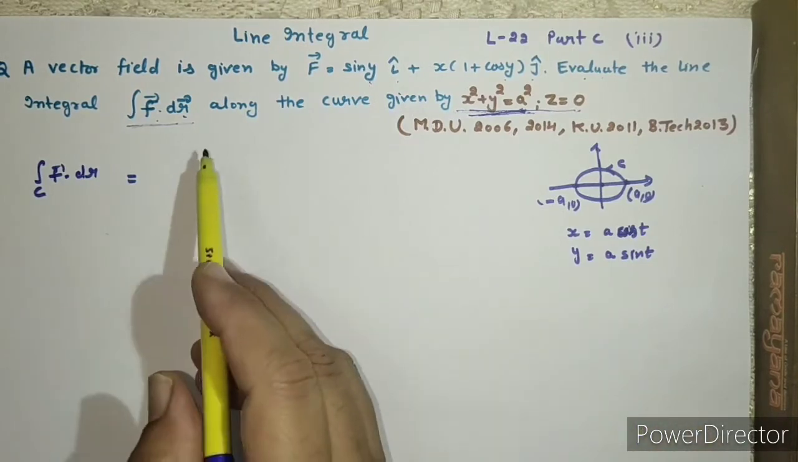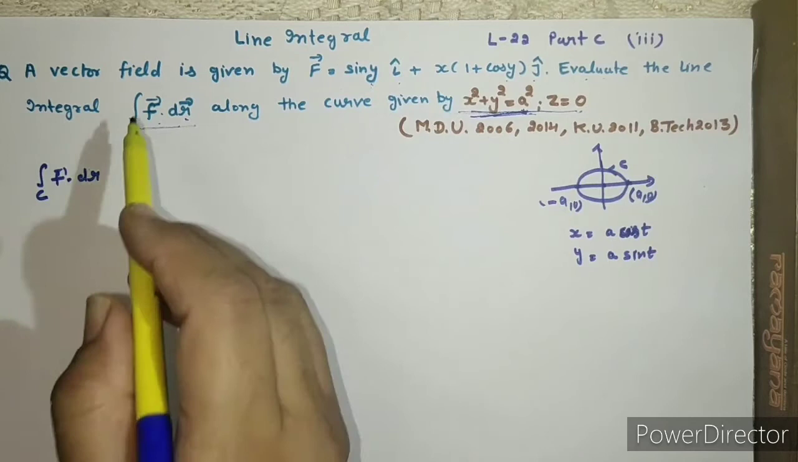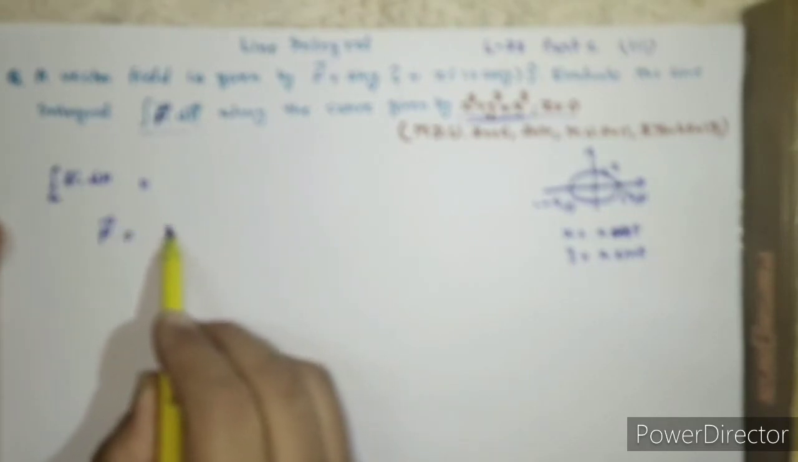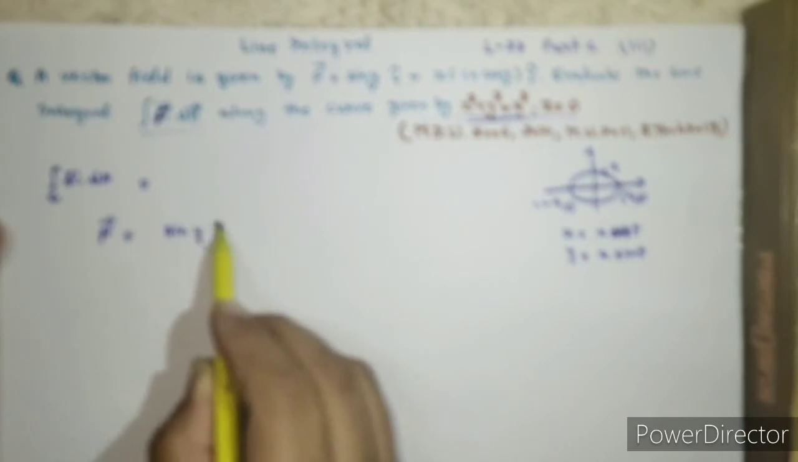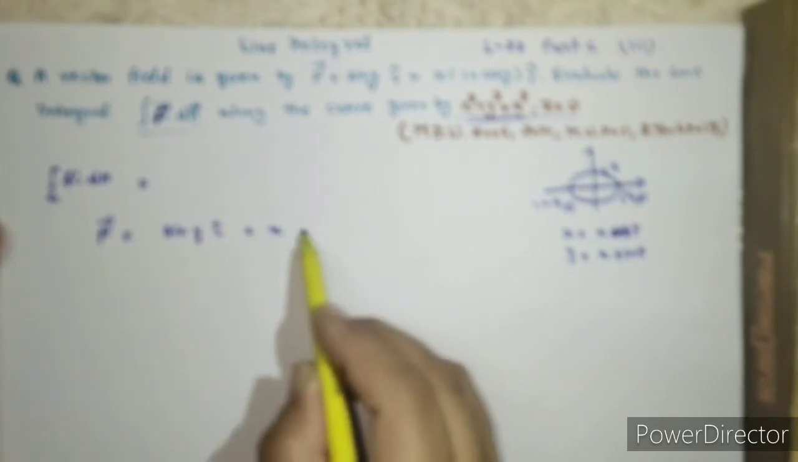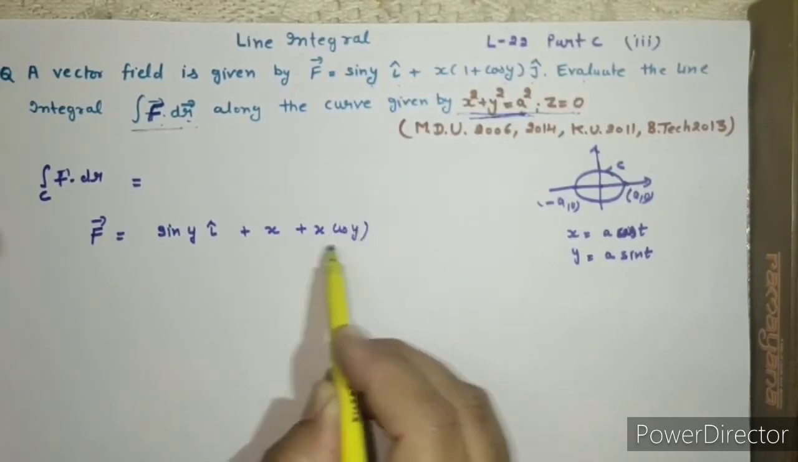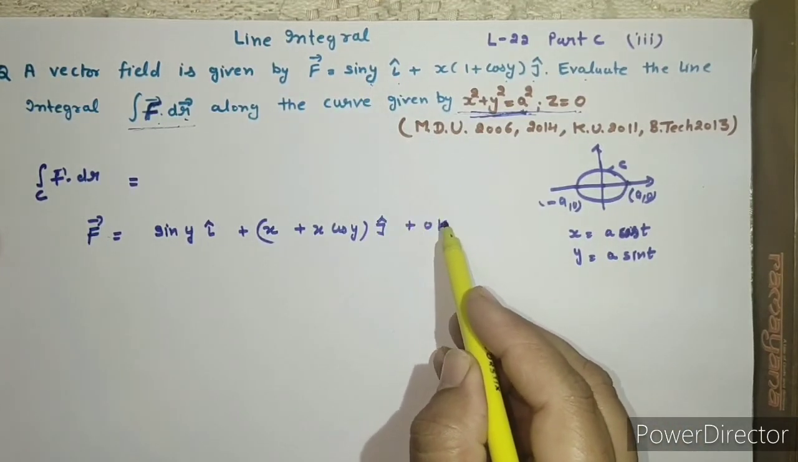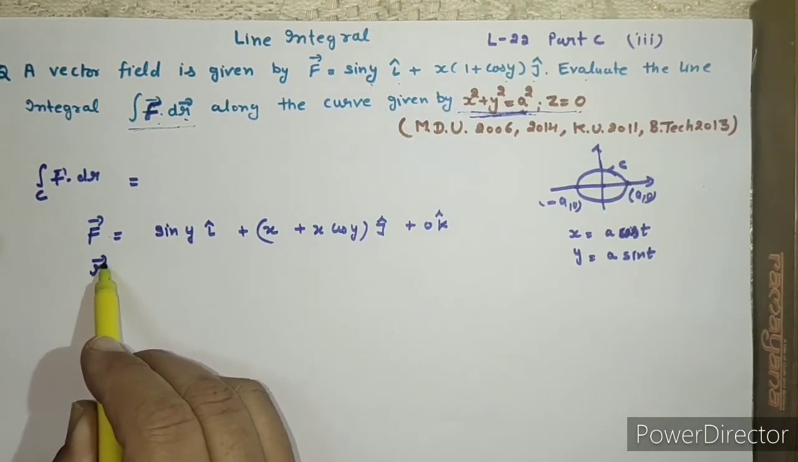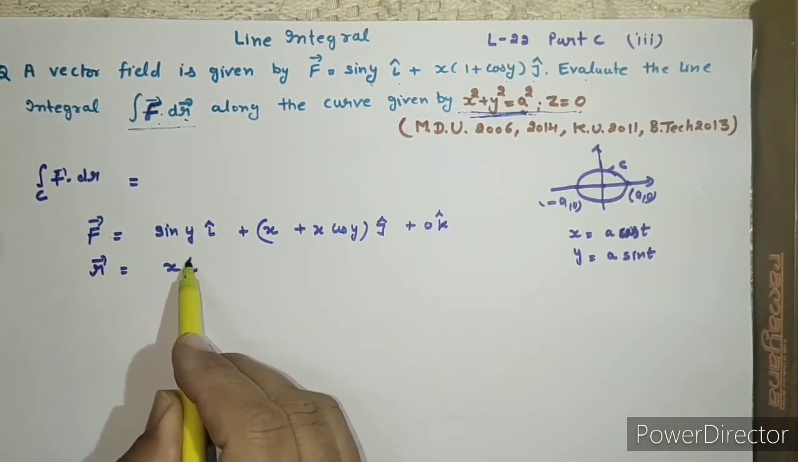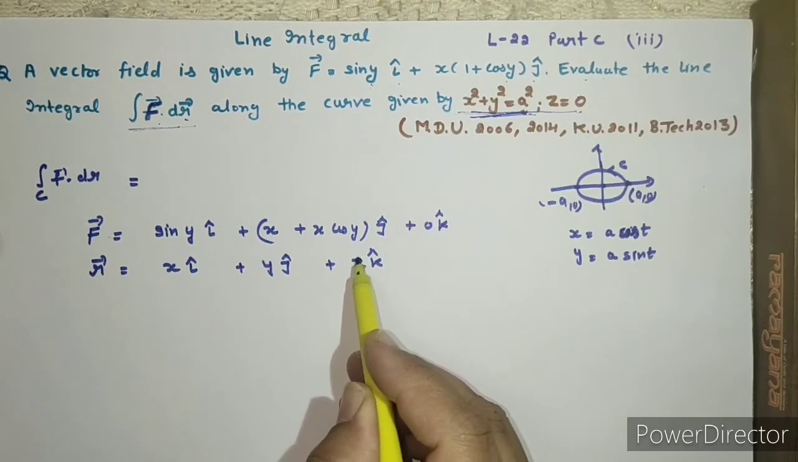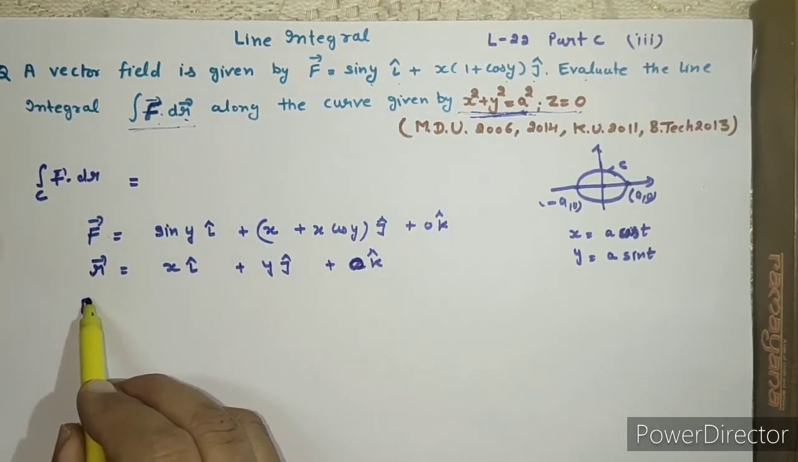So first you will calculate F dot dr. So what is F here? F vector is equal to sin of y i plus x cos y j. 0 k you can also write if you want. Okay, it is not given. So what is r vector? What is your r vector? It is x i plus y j plus z k. And what is z in your question? It is given as 0.